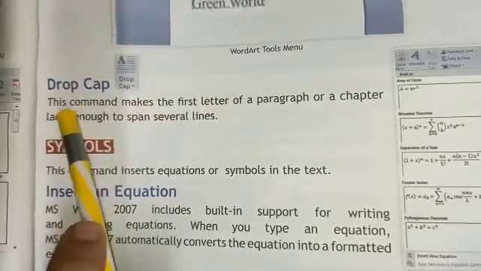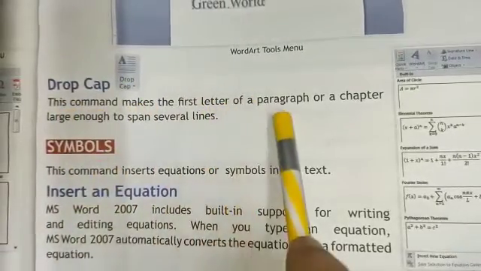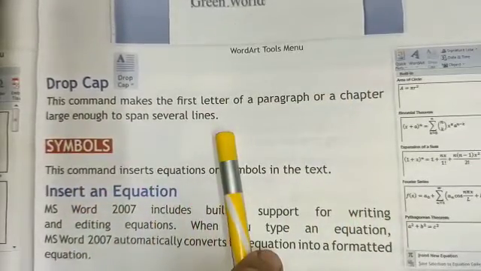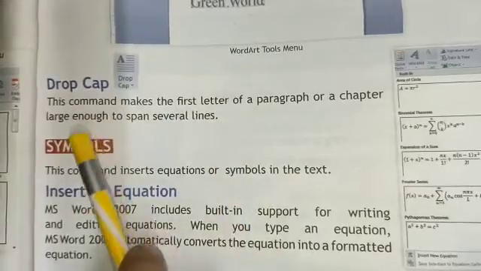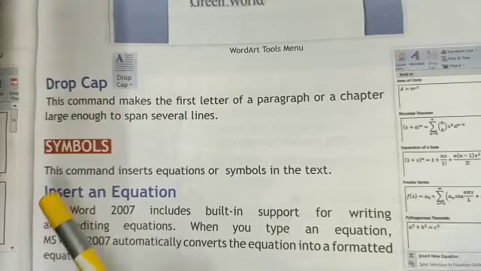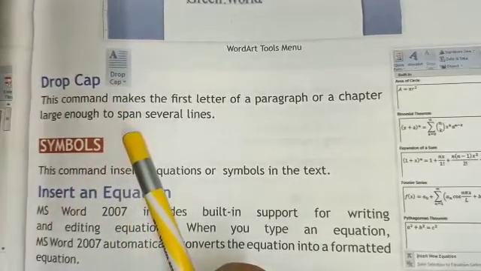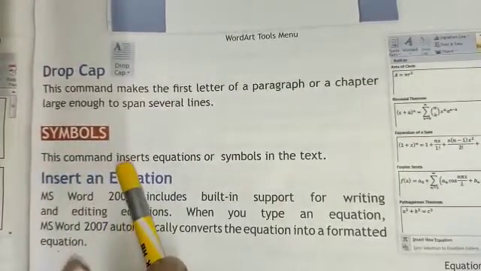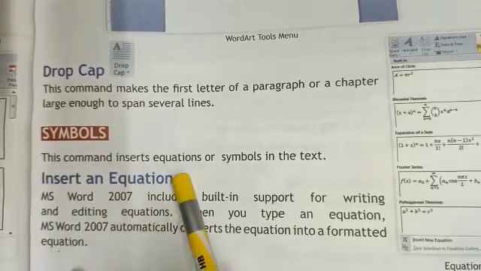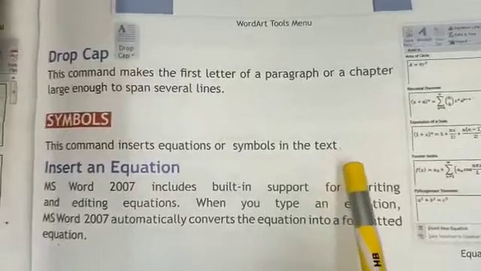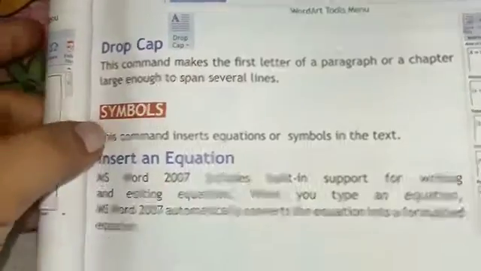Next, drop cap. This command makes the first letter of a paragraph or a chapter large enough to span several lines. So drop cap is used to make the first letter of a paragraph or a chapter very large, that will cover many lines like this. Symbols. This command inserts equations or symbols in the text. The symbol command is used to insert equations or symbols in the text.